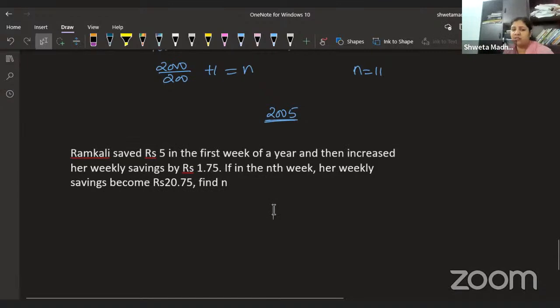She saved ₹5 in the first week of the year, then increased her weekly savings by 1.75. If in the nth week, her weekly saving becomes 20.75, find n. Wait and calculate for 2 minutes.